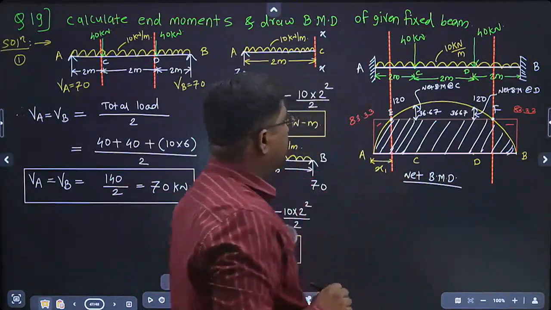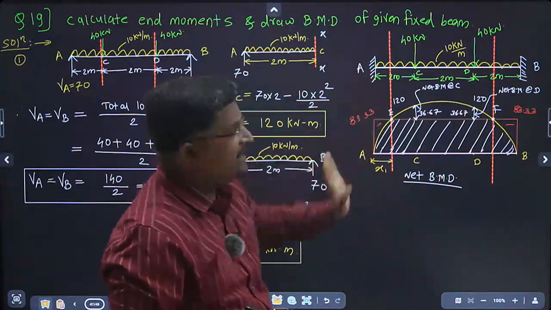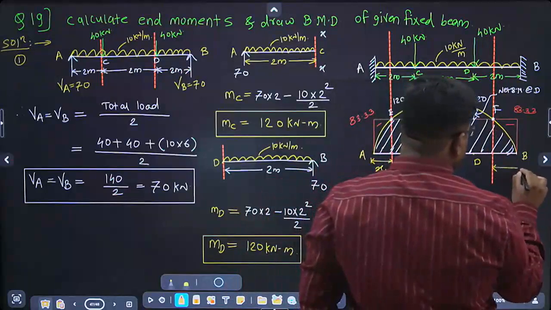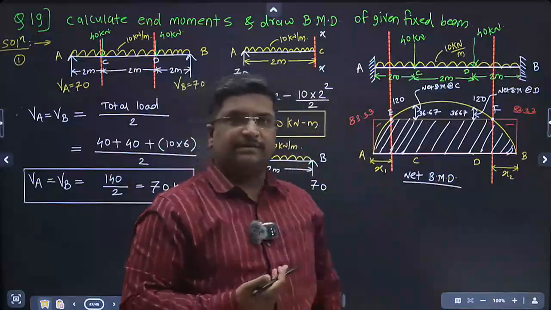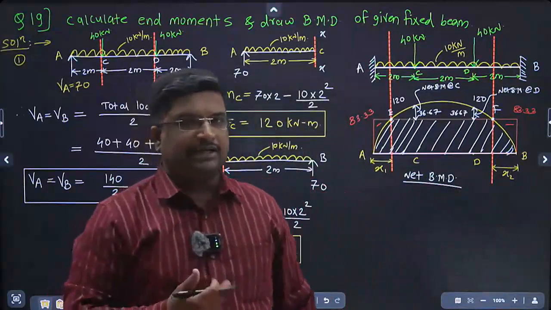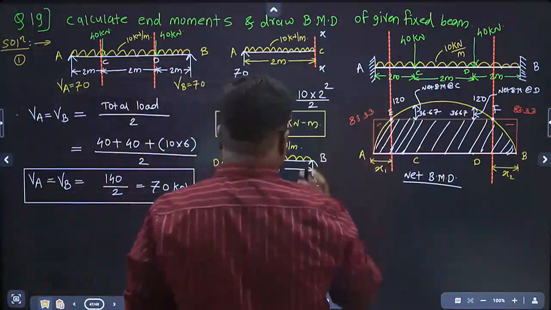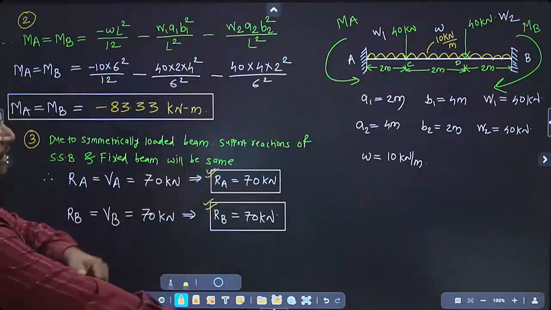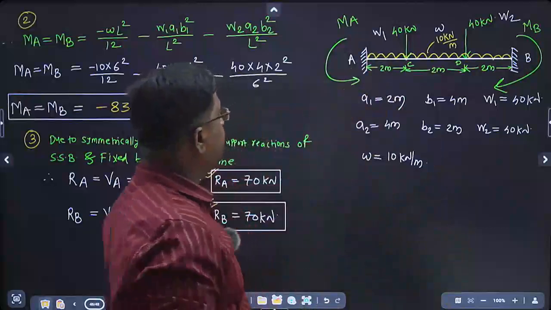Suppose we are assuming that this point of contraflexure E is at a distance of x1 meter from point A, and F point of contraflexure is at a distance of x2 from point B. Then as this beam is symmetrically loaded, this x1 and x2 will have the same values. You can calculate. Now for that we have to consider a section. Before that we have to draw the free body diagram of the fixed beam. Here it is, free body diagram of fixed beam.